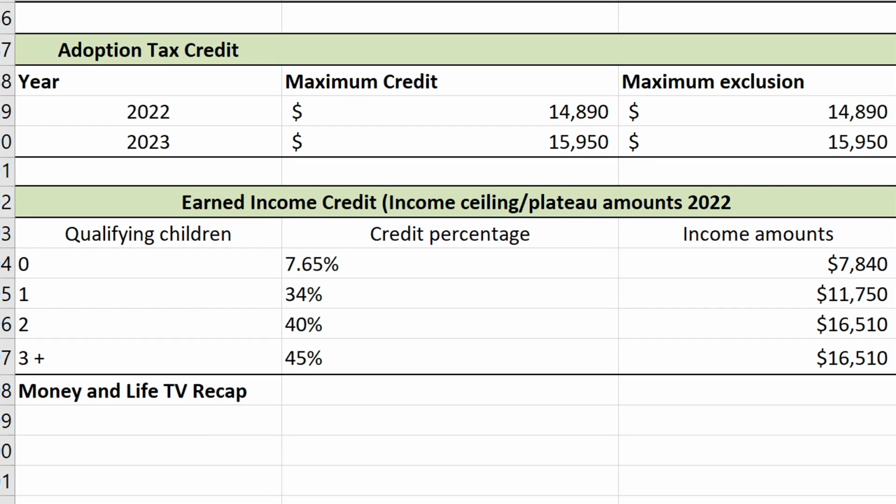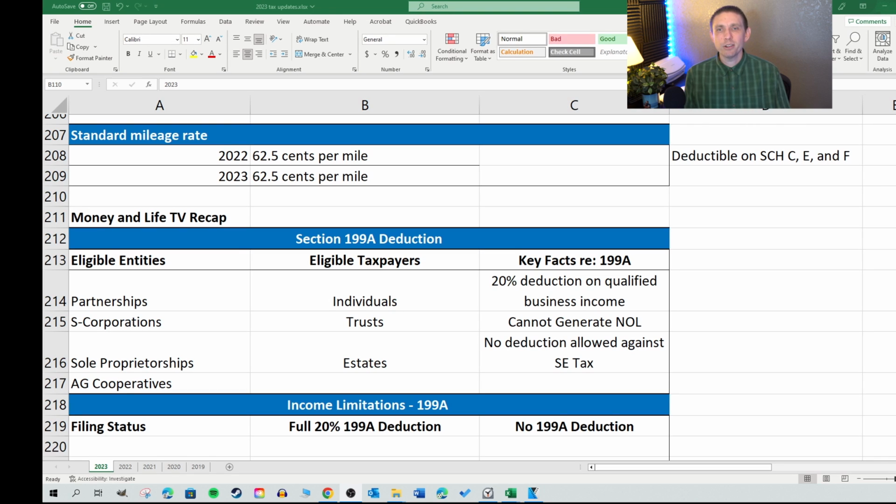Adoption credit is here if you want to look at that. You can see the earned income credit amounts have changed a little bit in terms of the ceilings and plateaus. Those are listed here. And let's go moving on down the line here. Standard mileage rate for 2022 was 62.5 cents. And as far as we know, for 2023 the mileage rate is 62.5 cents as well. That might change, but that's what it is currently.